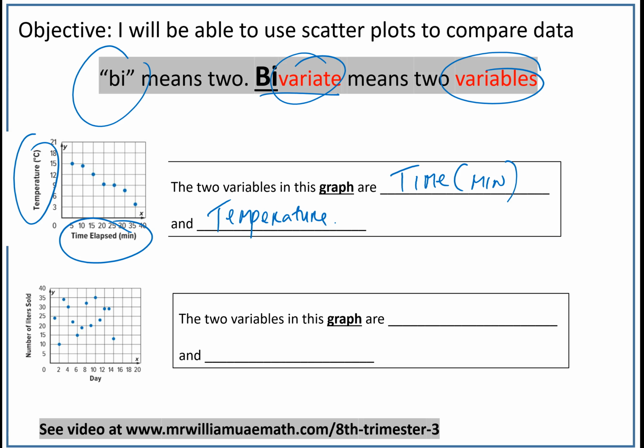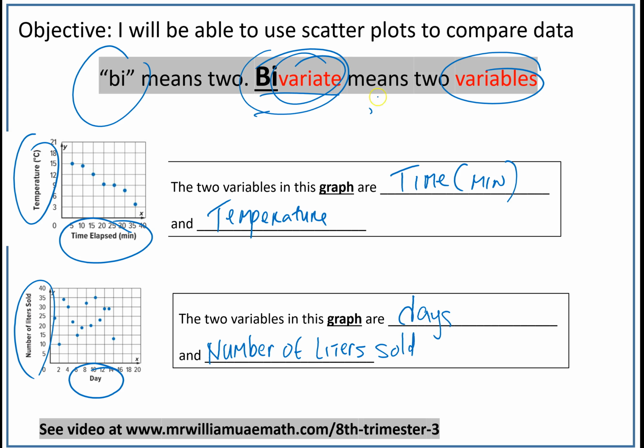Okay. What are my two variables here? Well, on my x-axis I have days, and I have number of liters sold. Okay, so bivariate means I have two variables. I have my x days, I have my y number of liters sold, I have my x time, and I have my y temperature.